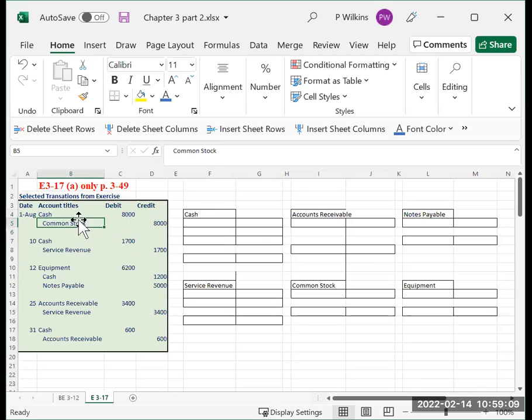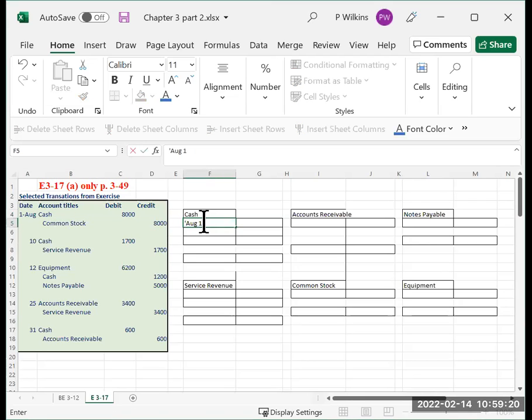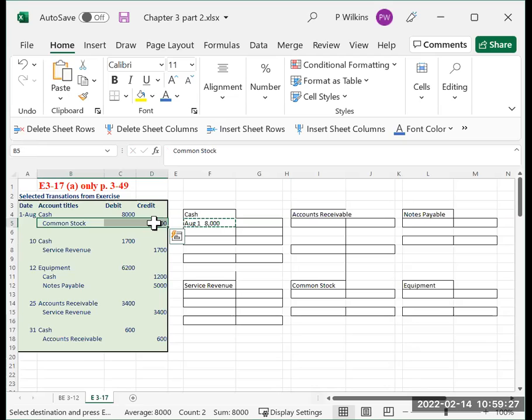Okay, so we're going to go through one by one, and we're going to post them to the T accounts. All right, so August 1, we've got a debit to cash of $8,000. That's the first part of that. Second part, we're going to credit common stock $8,000. We're going to go down to the common stock T account, to the credit side, and credit common stock $8,000 on August 1. All right, so that first one's done.